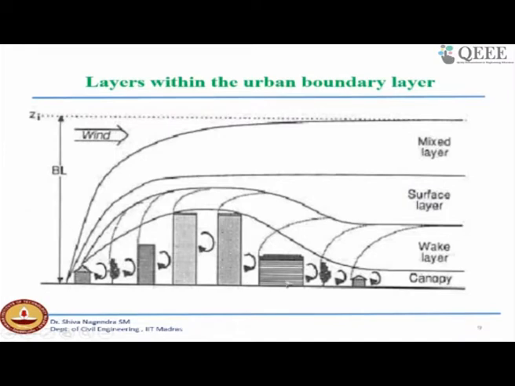When the buildings are arranged, and the wind flows here, you will come across the canopy, wake layer, surface layer and mixed layer. Sometimes, for example, between roads you have tall buildings on both sides. Then you will come across a canopy, which we call a street canyon. And if emissions are very high, the pollutant concentration will accumulate in this region.